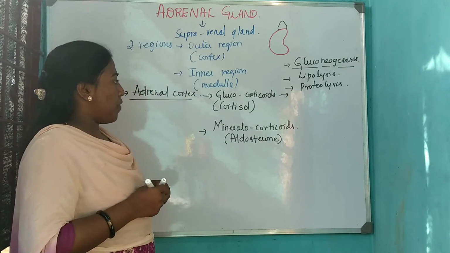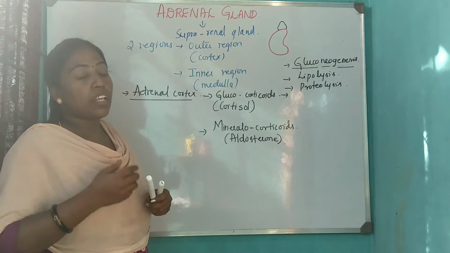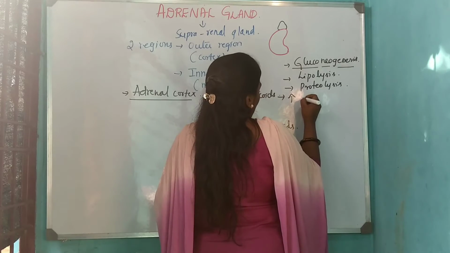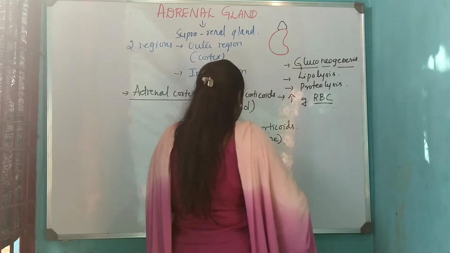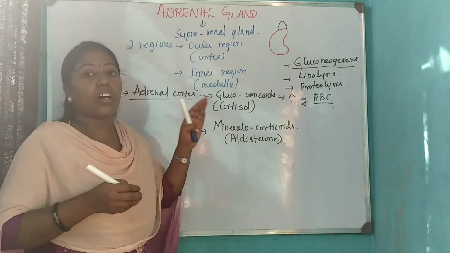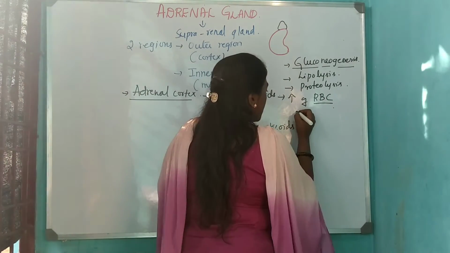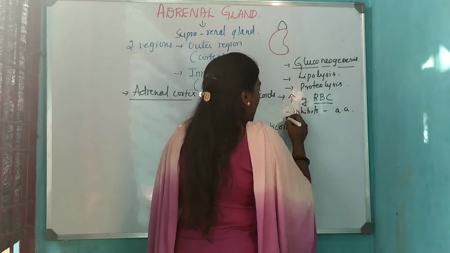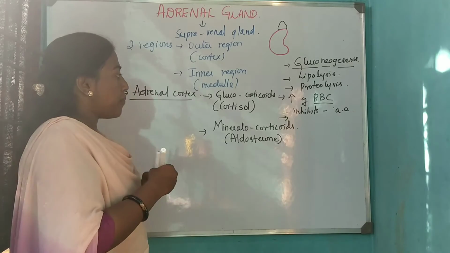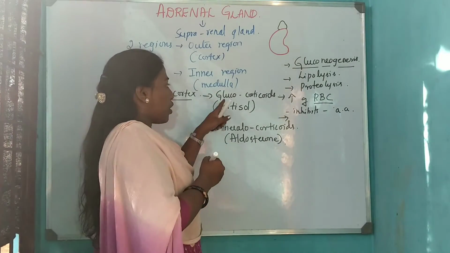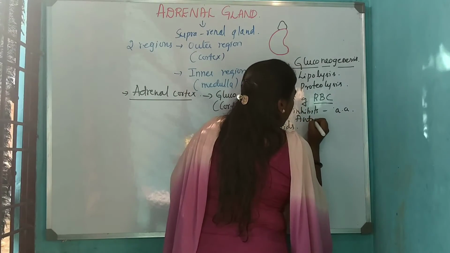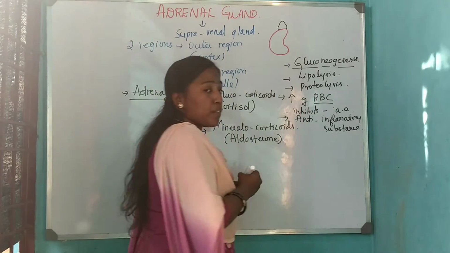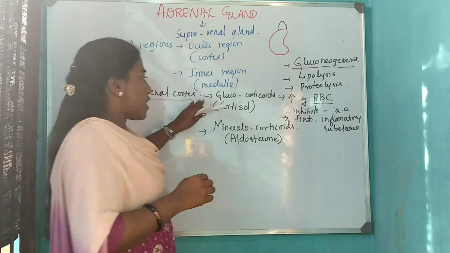The other functions of glucocorticoids: it promotes the production of RBC, red blood cells, and it inhibits the uptake of amino acids in the body. The next function is that it produces some anti-inflammatory substances, because of which we can suppress the immune system. So that is a function of glucocorticoids.